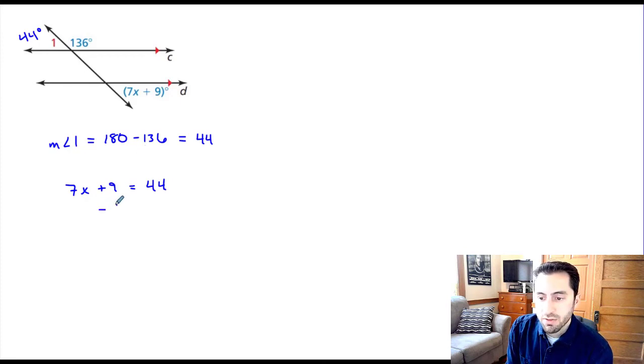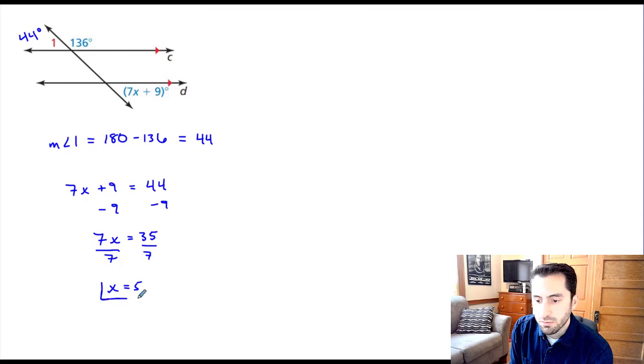So we can solve this. We'll subtract 9 from both sides. 7x is equal to 35. And dividing by 7, we get x is equal to 5. So based on the position within our diagram, based on what special type of angle pair we have, we can use our theorems to write and solve some equations.